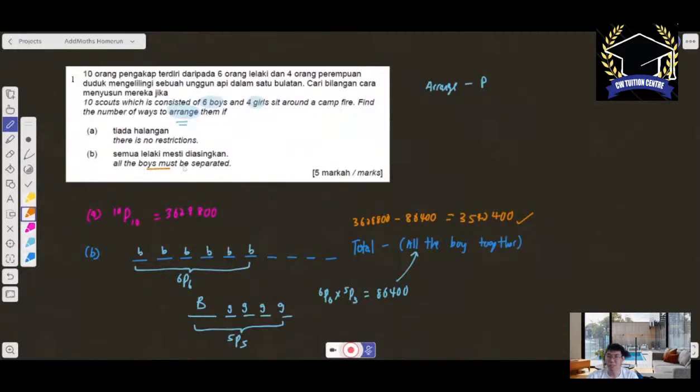All the boys must be separated, maybe 1 boy separated only, maybe 2 boys separated only. It's not every boy can be separated here. So this is the question. Maybe the question grammar is a little bit problematic, but as long as you use the total minus all the together, it will be equal to all the separated. All right. Usually we can use this kind of method to do the permutation combination.